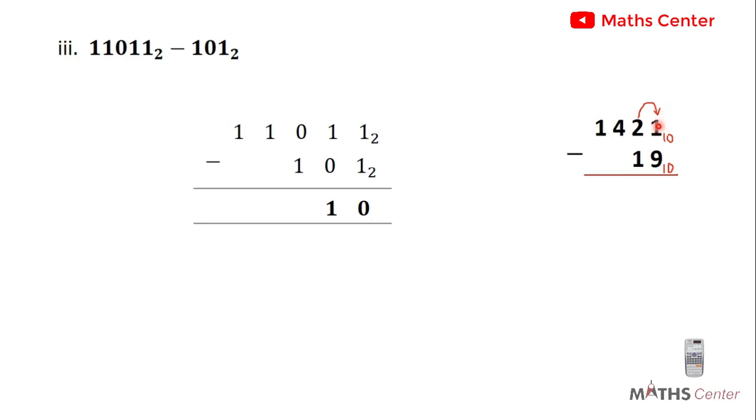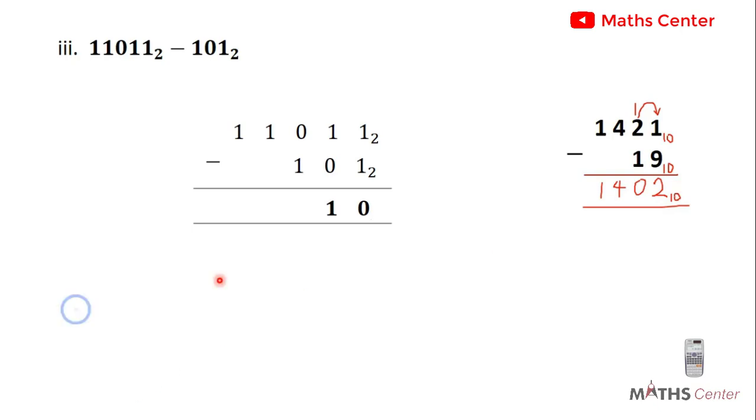So we will add that 10 to 1 and we will get 11. We will now have 11 minus 9, and that will give us 2. So here we have 11 minus 9, and that will give us 2. We will be left with 1 here. 1 minus 1 will give us 0. 4 minus 0 will give us 4. And 1 minus 0 will give us 1. And this, we have our answer in base 10.